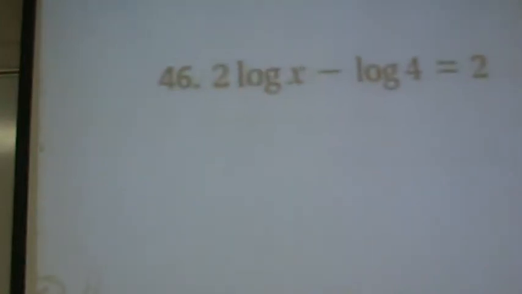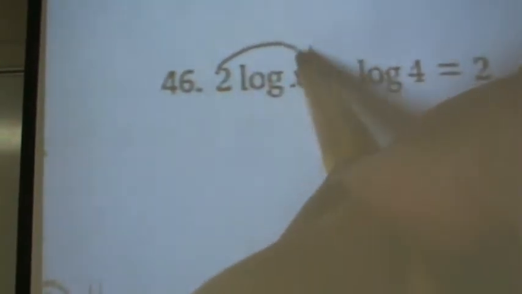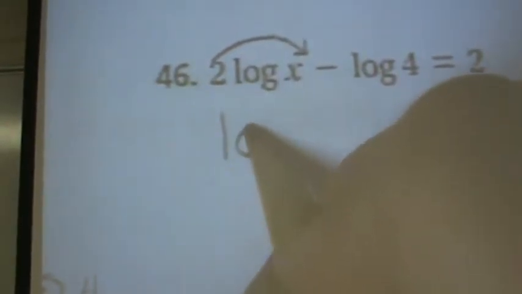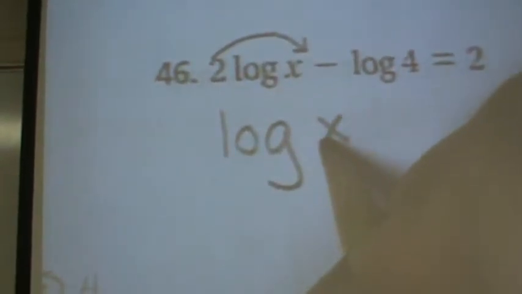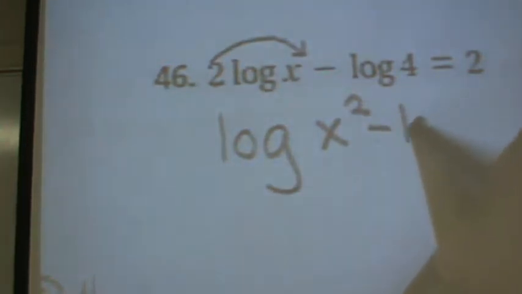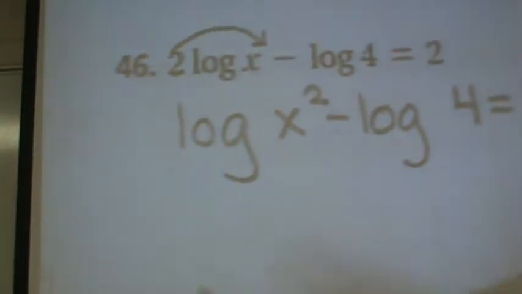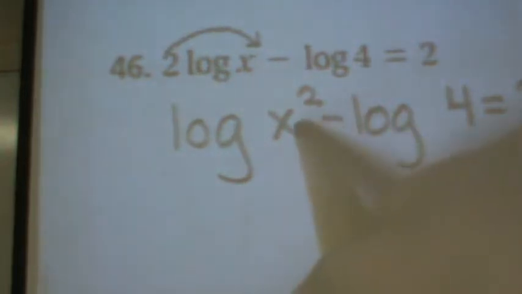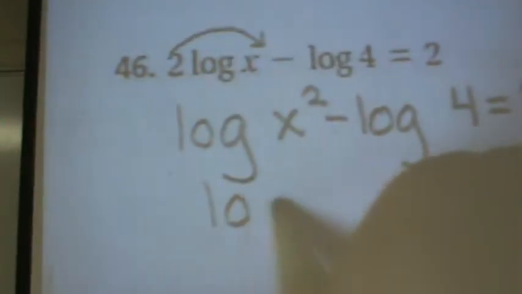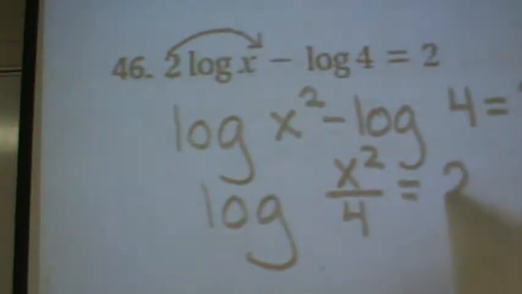Okay, next one. Now, I need to do something with this too. You bring the exponent to the front. This is going to be x squared, over minus, x squared, with the base 10. Okay, so what do I do with these two? You divide. So x squared divided by 4, base 10 equals 2.